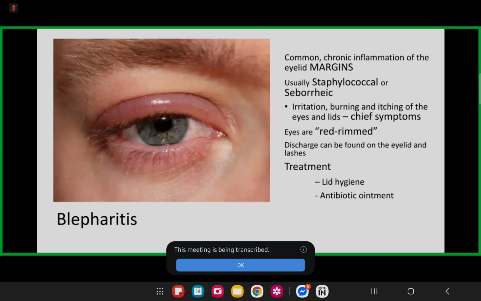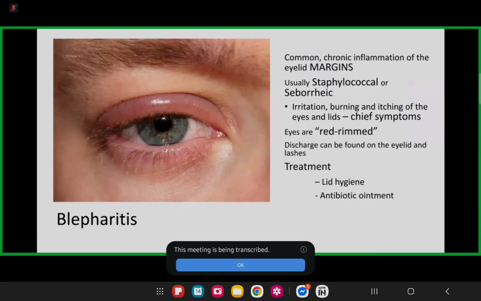Next is blepharitis. When you don't see tumors or lumps, it's just a generalized inflammation of your eyelid margin. Blepharitis is a chronic inflammation of the eyelid margin, often staphylococcal or seborrheic in etiology. Symptoms include irritation, burning, itching of the eyes and eyelids. These are the chief complaints of your patient. When you look at patients more closely, the eyes are red rimmed because it's the lid margins that are inflamed.